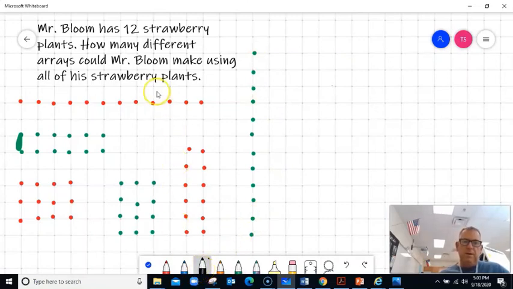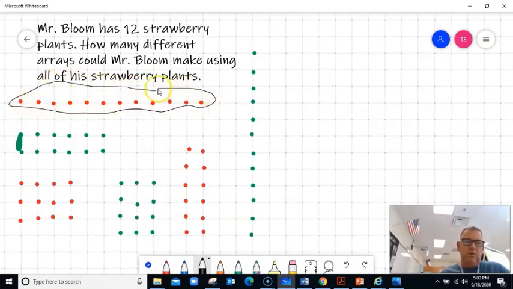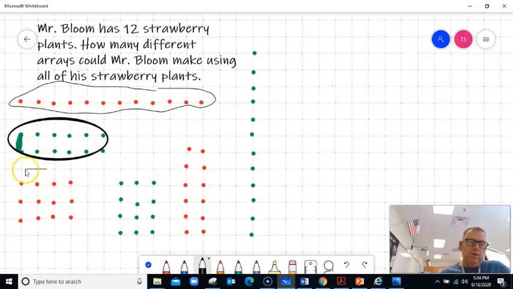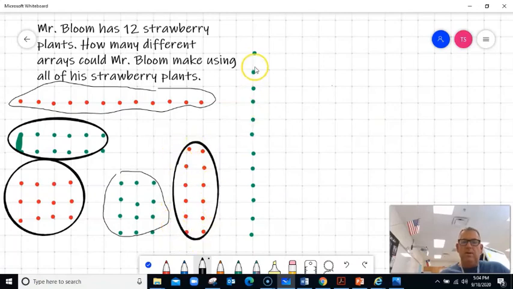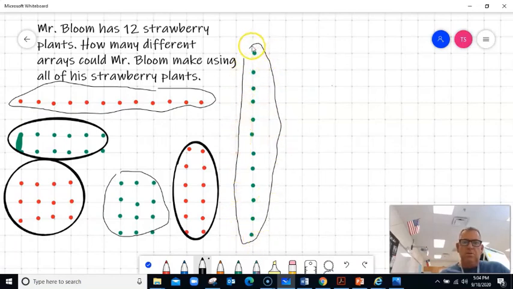So we'll figure out how many arrays we made. That's 1, the first one, 1 times 12. The next one we did was 2 times 6 equals 12. And then we got 3 times 4 equals 12. And we have 4 times 3 equals 12. And 6 times 2 equals 12. And then 12 groups of 1 equals 12.